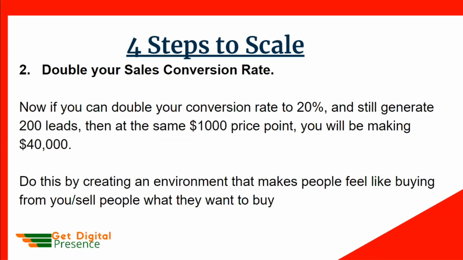Number two, you need to double your sales conversion rates, right? So if you can double your sales conversion rate from that 10% to 20%, and let's say your leads have also been doubled from 100 leads to 200 leads, what you will be earning, all right, at the same $1,000 price point will be $40,000. So that means in just making those two moves, doubling your lead generation and doubling your sales conversion rate, you have quadrupled your monthly revenue, all right? Just these two moves alone, you've times 4 your monthly revenue.